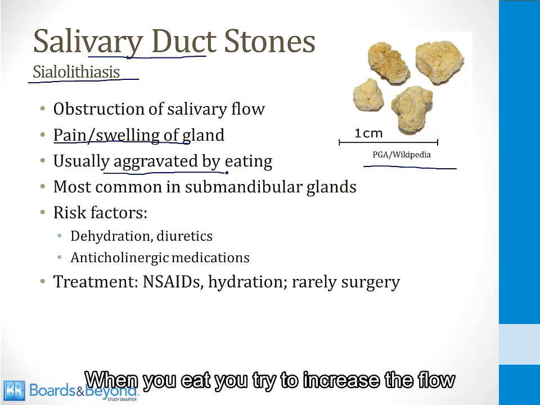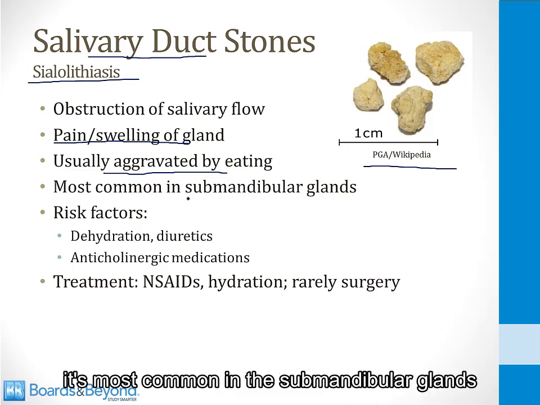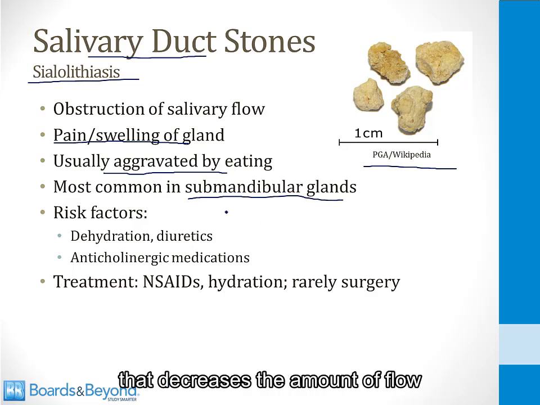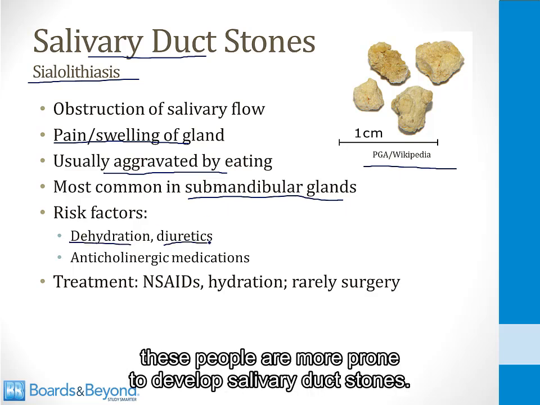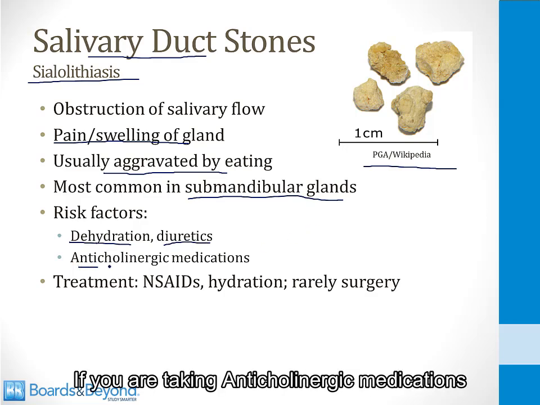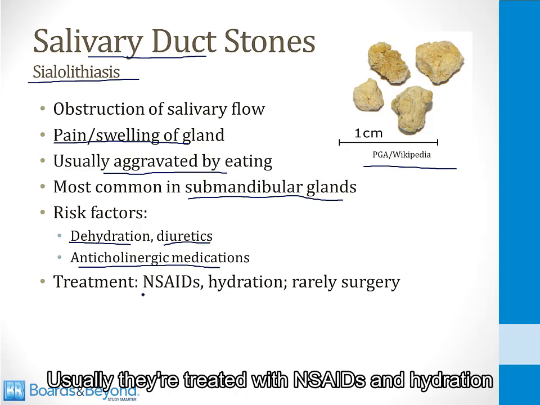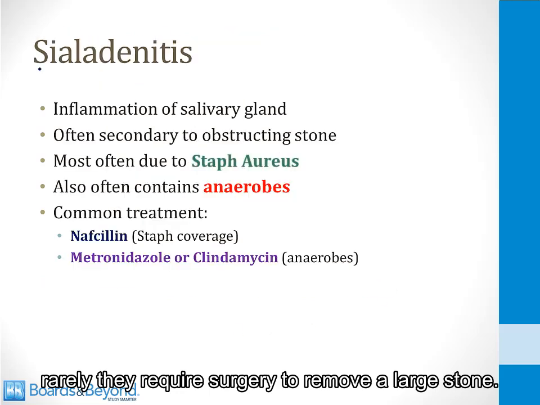When you eat, you try to increase the flow through the salivary gland, and that can't occur because it's blocked by a stone, so the patient develops pain. It's most common in the submandibular glands, and risk factors are basically anything that decreases the amount of flow through the salivary gland. So if you are dehydrated or on diuretics, these people are more prone to develop salivary duct stones. If you are taking anticholinergic medications, which blunt the flow of saliva, that can also increase your risk. Usually they're treated with NSAIDs and hydration. Rarely they require surgery to remove a large stone.